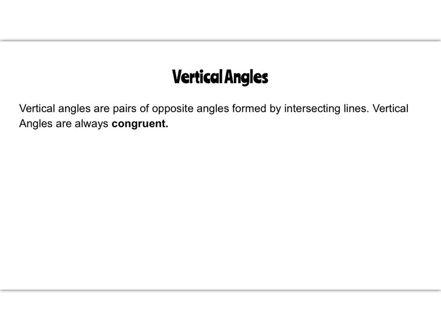In this video, we're looking at different types of special angle relationships. And the first type of relationship we want to look at is vertical angles. Vertical angles are pairs of opposite angles that are formed by intersecting lines. They are always congruent. So let's draw a picture of that and think about what it means.